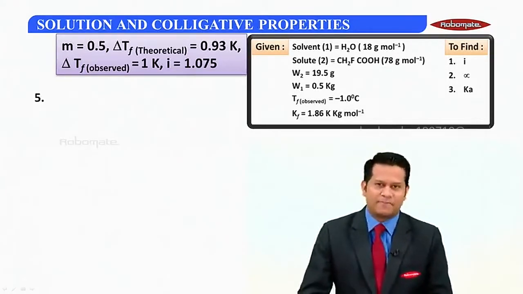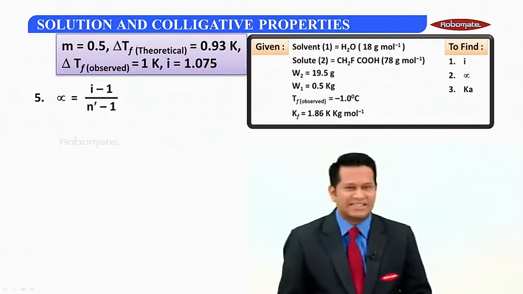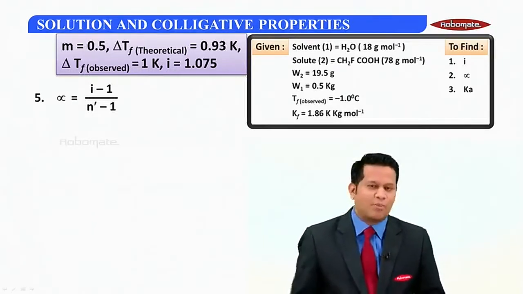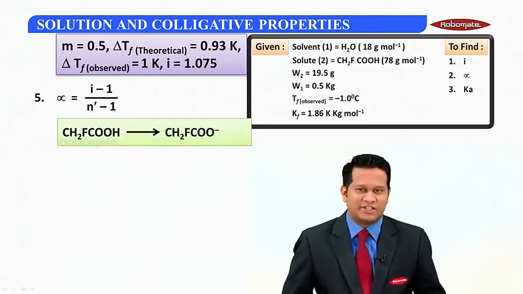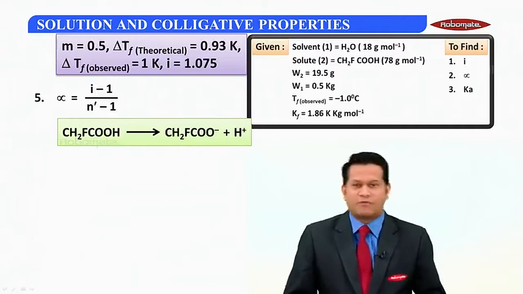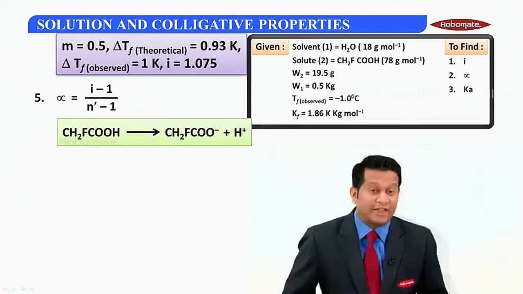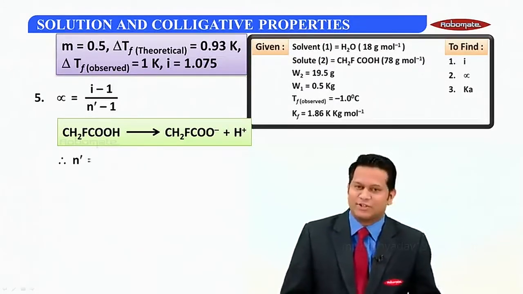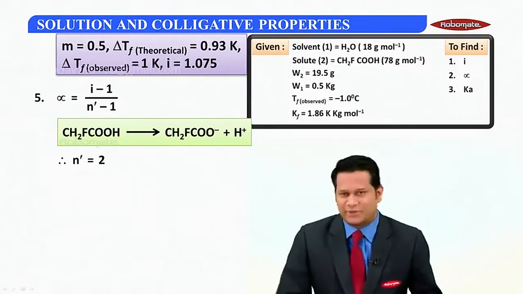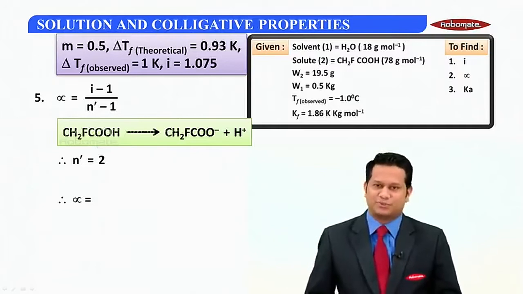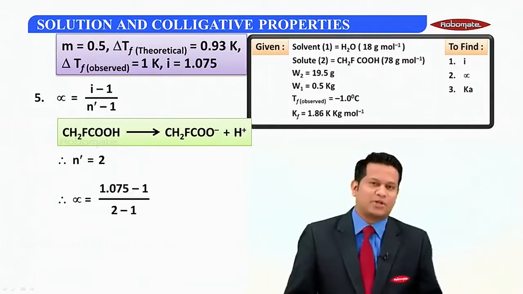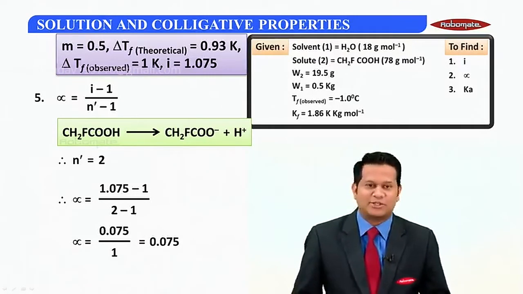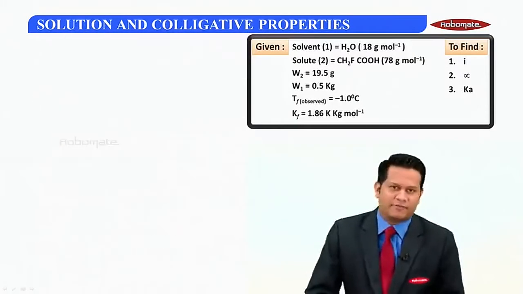The second thing is alpha, and the formula for alpha is (i − 1) upon (n′ − 1). We don't know the value of n′, so we'll write the dissociation equation of monofluoroacetic acid, which dissociates as CH2FCOO⁻ and H⁺. From here I come to know that n′ is the sum of the moles of the products, that is x plus y, where x is 1 and y is also 1. So n′ is 2. Substituting the values, alpha is equal to (1.075 − 1) upon (2 − 1), that is 0.075 upon 1, which is 0.075. So we got the value of alpha.